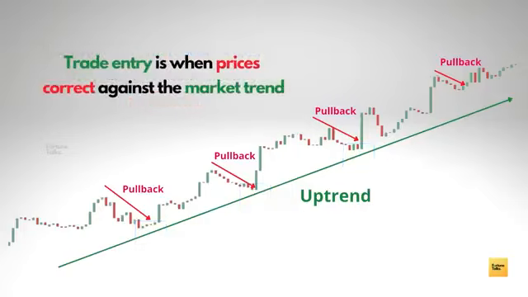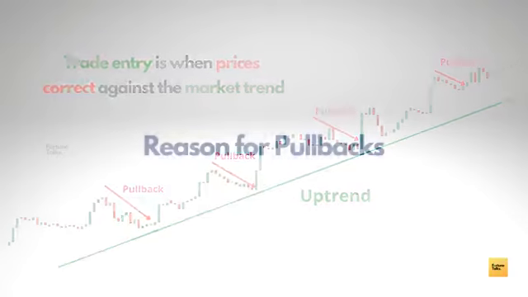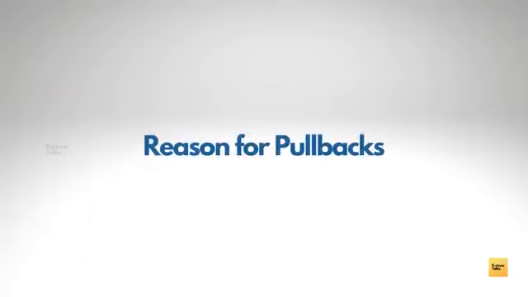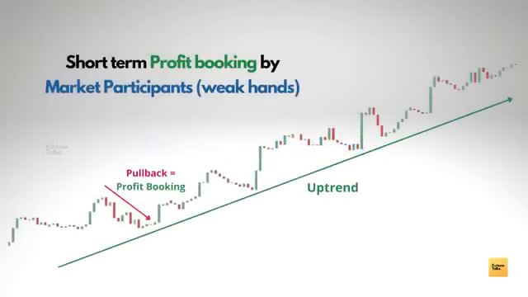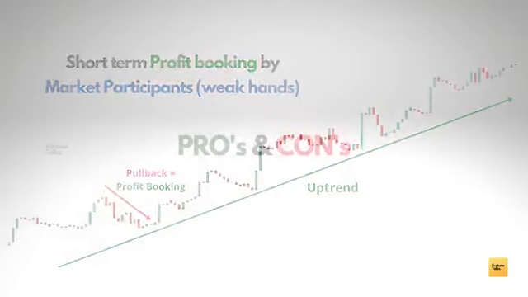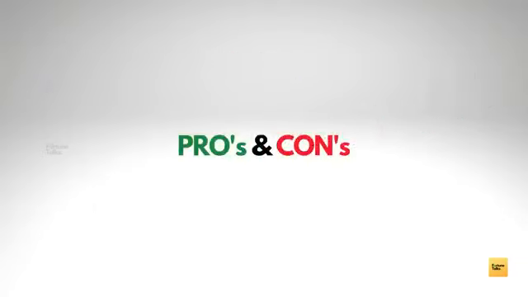As a pullback trader, you are trying to take a trade in the direction of the trend, but you look to enter when the market is going against the trend on the retracement or the corrective move, but you are still trading in the direction of the trend. And the reason for pullbacks in the prices is simple. It is due to short-term profit booking by some traders, which causes the prices to dip lower. Now let us move on to understanding the pros and cons of pullback trading.